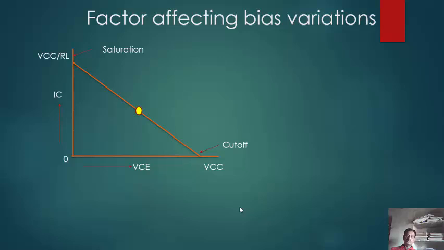Okay, and we can choose the Q point on the DC load line. Here, suppose we choose the Q point at the center of the DC load line. If the circuit is working now, by choosing the Q point at any place, the Q point does not stick to that point. It can vary due to some factors, especially the position of the Q point can vary with change in the temperature.